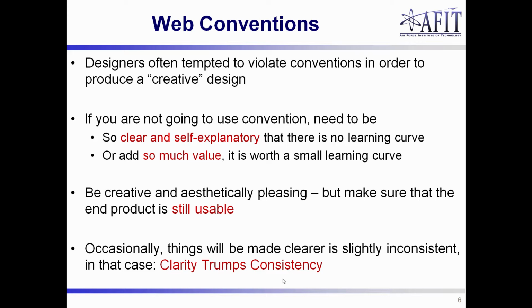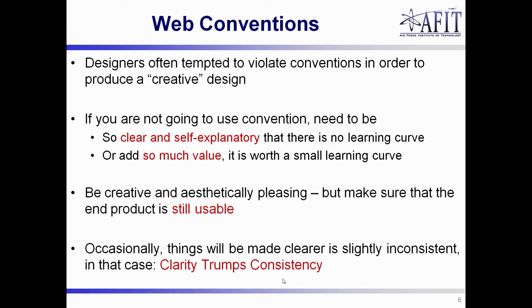If you decide that you're not going to use a convention, you need to have a very good reason. And there are 2 different reasons that you can not use a convention. The first is that what you're trying to do is so clear and so self-explanatory that there's no learning curve. Then it's fine. Or what you're doing adds so much value that it's worth the small learning curve. Then it's okay to violate the convention.